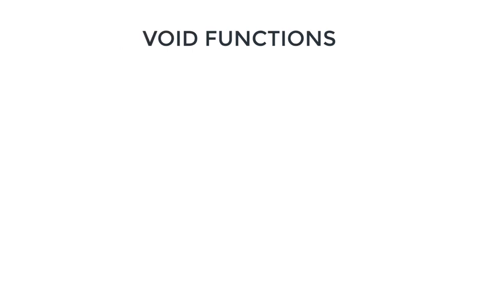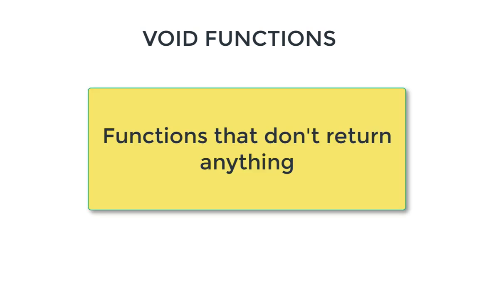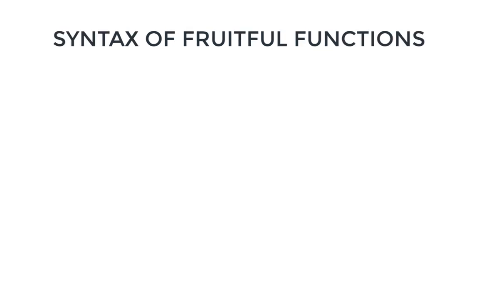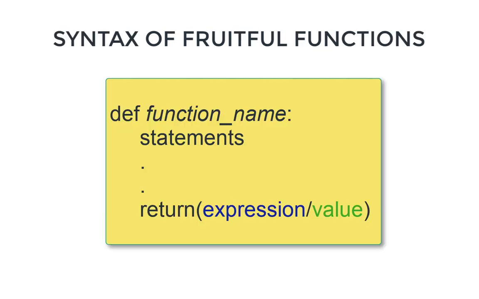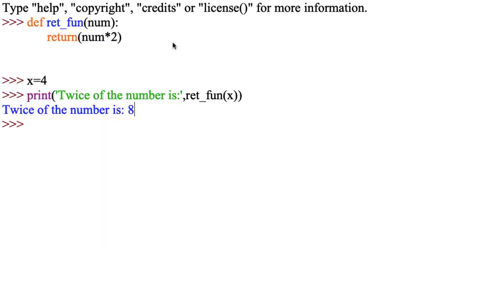In user-defined functions that we've already seen, we did not return anything and therefore they are called void functions. In the case of the fruitful functions, the syntax is much similar to that of void functions, but these functions end with a return statement followed by an expression or a value. First, let us see such a function that returns an expression.